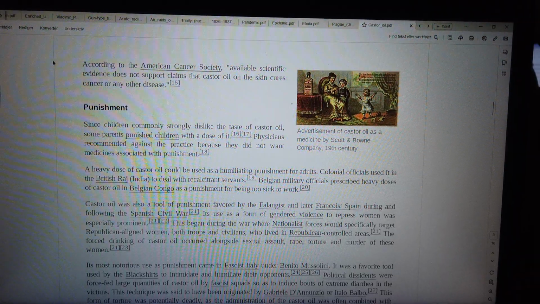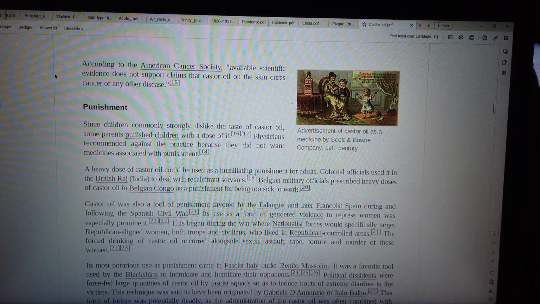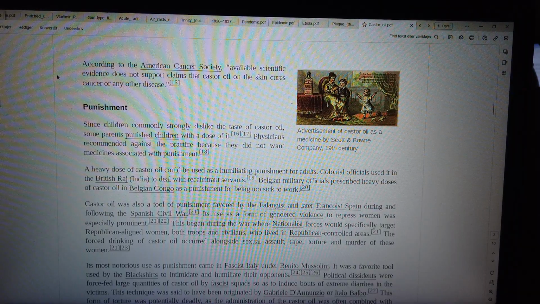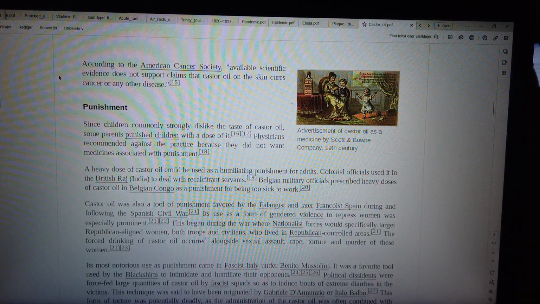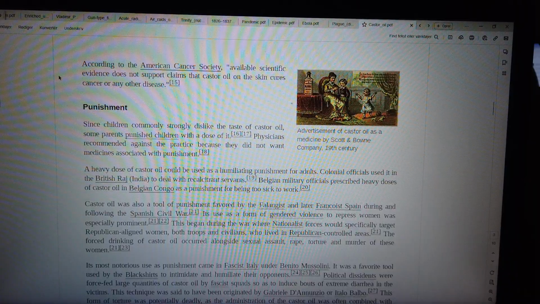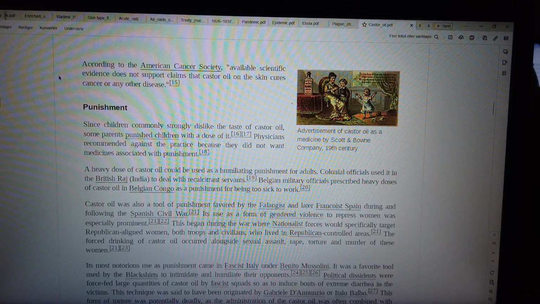Advertisement of castor oil as a medicine by Scott and Bowne Company, 19th century. According to the American Cancer Society, available scientific evidence does not support claims that castor oil on the skin cures cancer or any other disease.